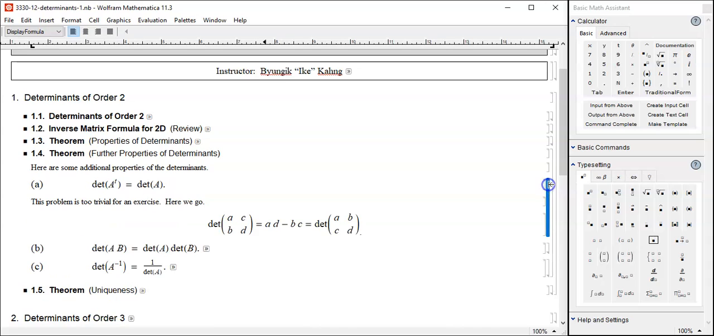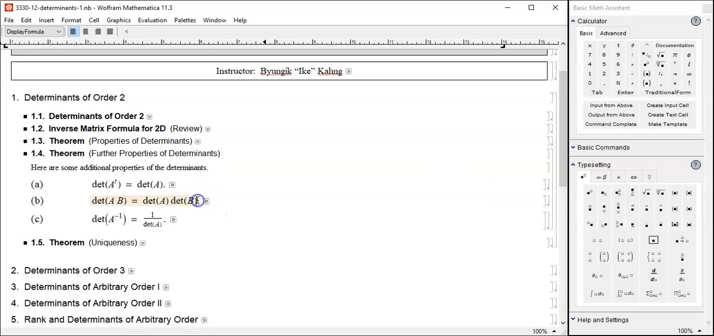Let's see, can we easily check the determinant of the transpose? If I take the transpose, instead of BC I just have CB, and then apply the same computation, multiply the principal diagonal AD, and subtract this, well, same, minus BC. So yes, determinant of transpose is the same as determinant of the original.